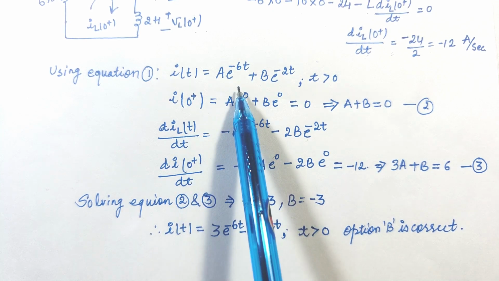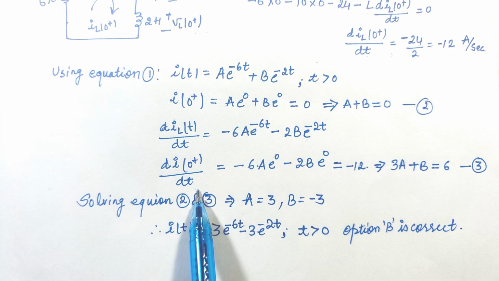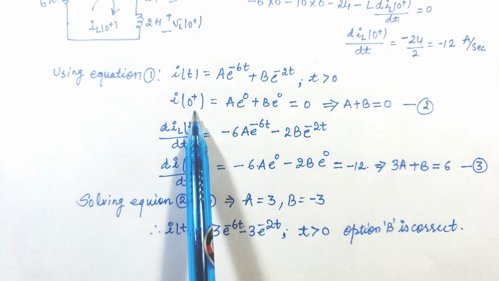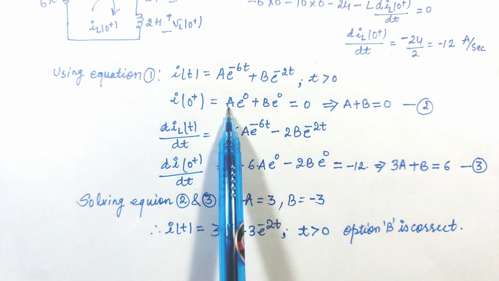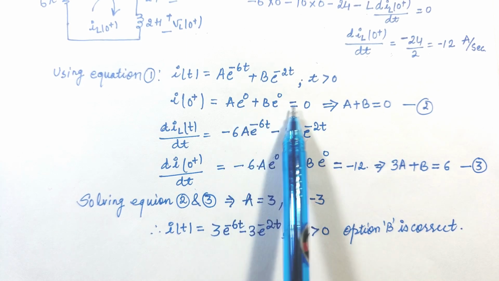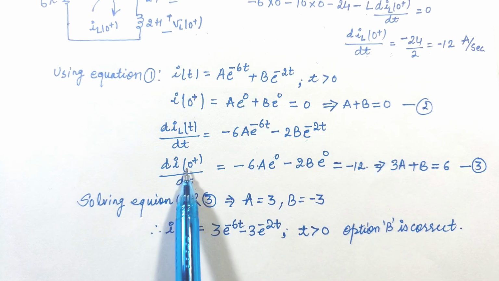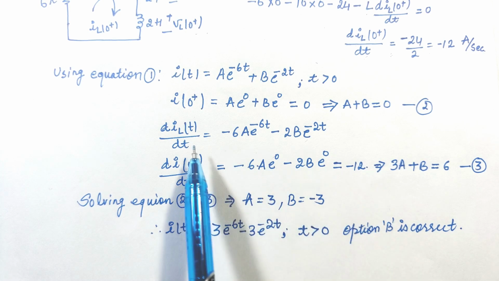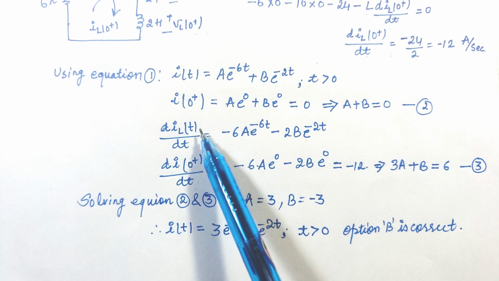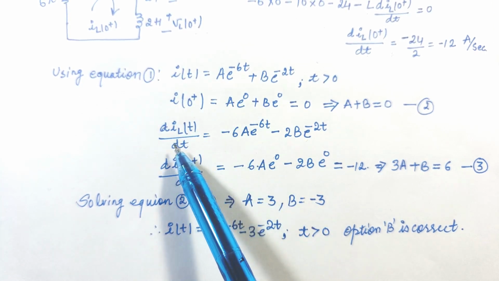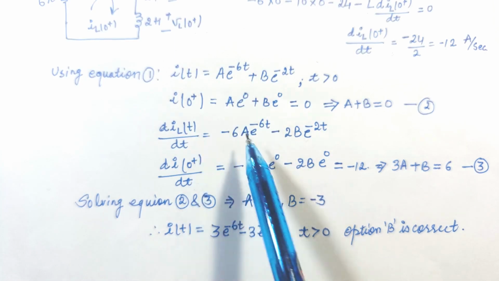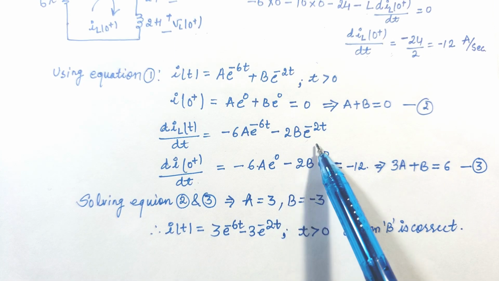As we have calculated the values of i(0+) and di(0+)/dt, we will put these values in equation number 1. If we put i(0+) = 0, then this equation will be A e^0 + B e^0 = 0. So here we find A + B = 0. We have calculated di(0+)/dt = -12. So we will put this value in the equation, and di(t)/dt can be obtained by differentiating equation number 1. This is di(t)/dt, which will be equal to -6A e^(-6t) - 2B e^(-2t).